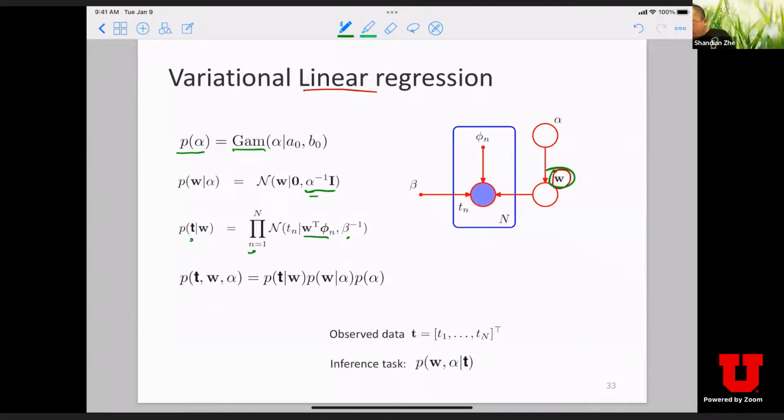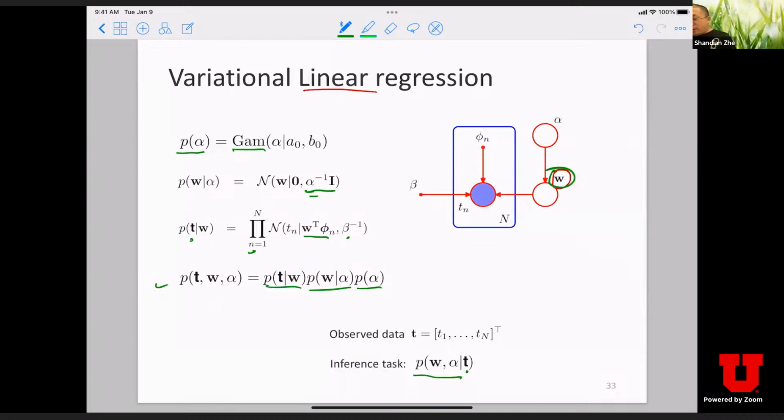And now we can write down our joint distribution over alpha, over W, and over data T, which is the prior of alpha, which is a gamma distribution, and the Gaussian prior over W given alpha, and the Gaussian likelihood over T given W, right? And then our goal is to estimate the posterior distribution of W and alpha given the observation T.